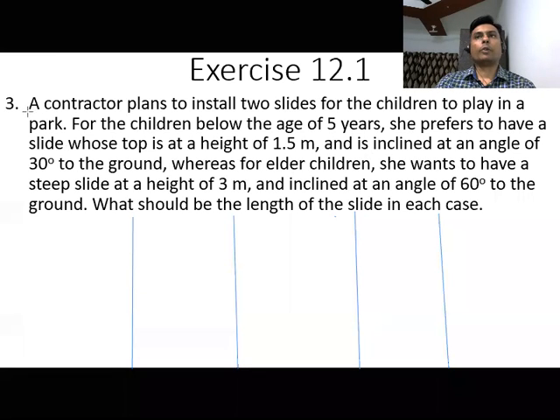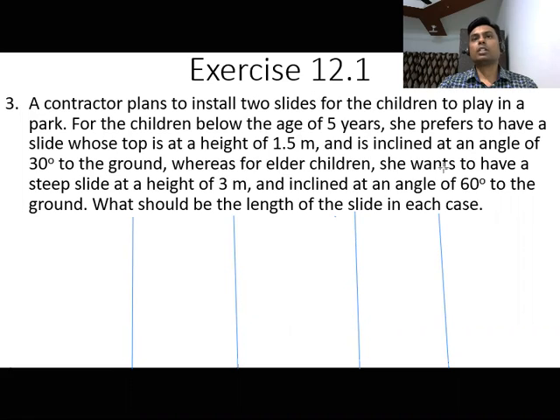Welcome back. Now we are going to the third numerical in the first exercise of some applications of trigonometry. The question is, a contractor plans to install two slides for the children to play in a park. For the children below the age of 5 years, she prefers to have a slide whose top is at a height of 1.5 meter and is inclined at an angle of 30 degrees to the ground.